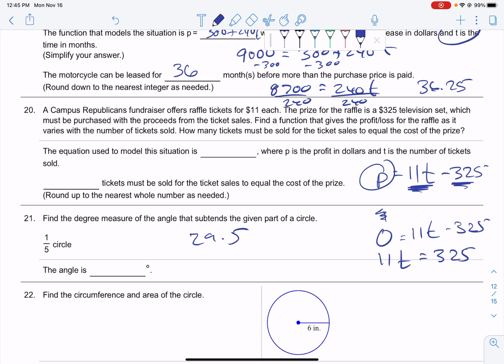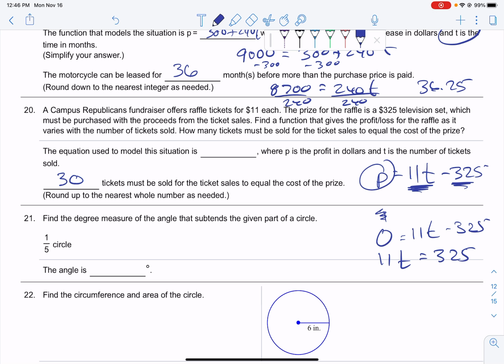29.5. So round up to the nearest whole number. So if I have to sell 29.5, that means I have to sell 30 tickets in order to pay for the TV and break even. Which makes sense, right? So 21, find the degree measure of the angle that subtends the given part.